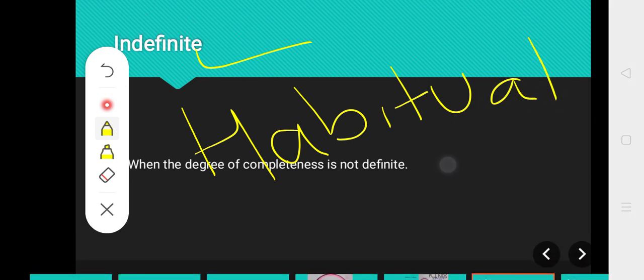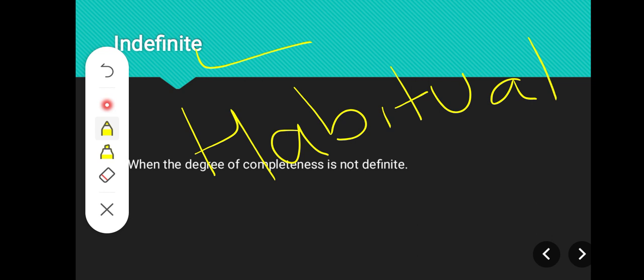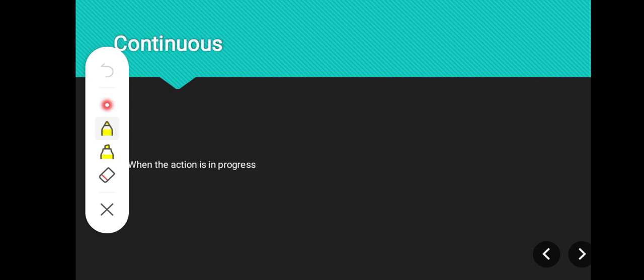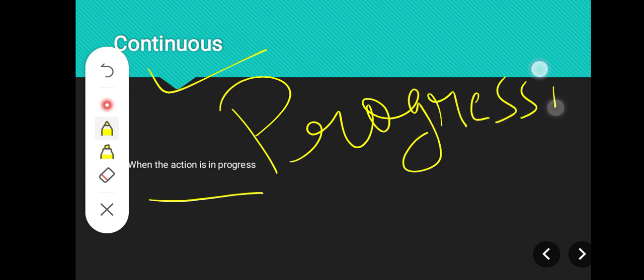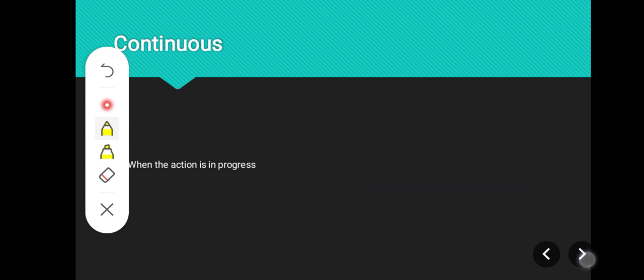For example, he always tells a lie. He always tells a lie is an example of indefinite tense. Then next we have continuous tense. When the action is in progress, that type of tense is called continuous tense, or it is also called progressive tense. Okay, progressive tense or continuous tense.